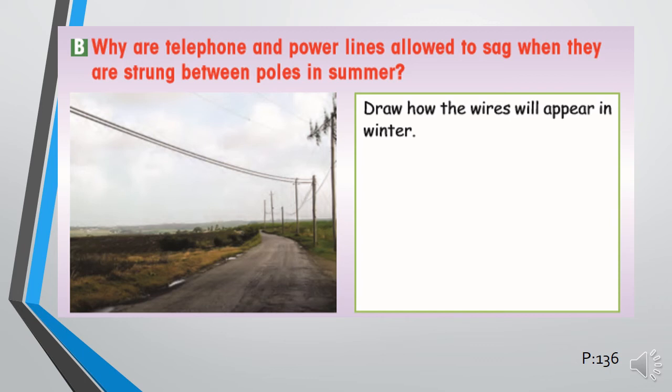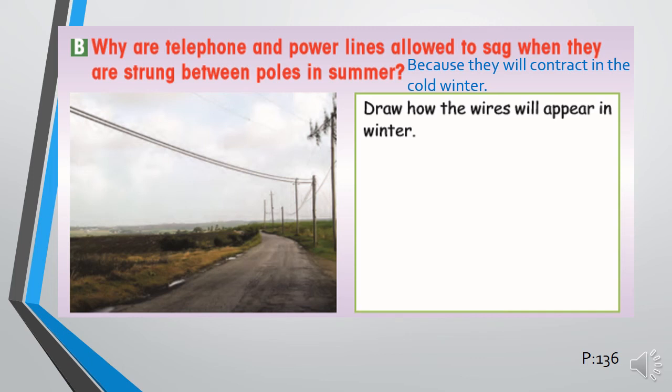Why are telephone and power lines allowed to sag when they are strung between poles in summer? As you know, they are allowed to sag. Why? Because what happens in winter? They will contract, and when they contract, they become shorter. So we have to write because they will contract in cold winter.